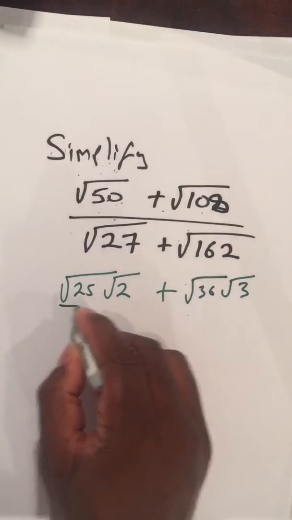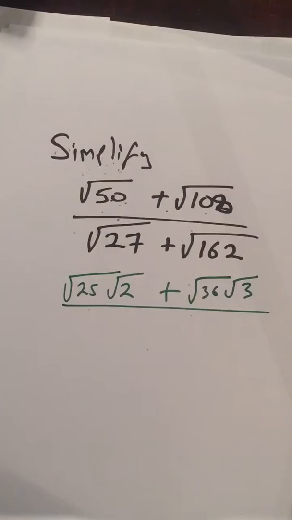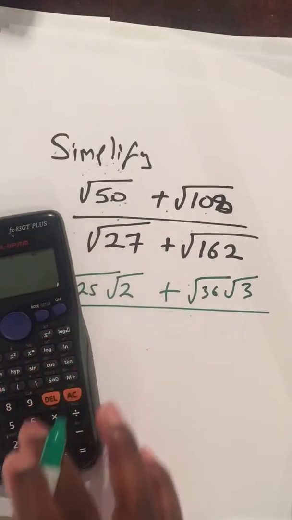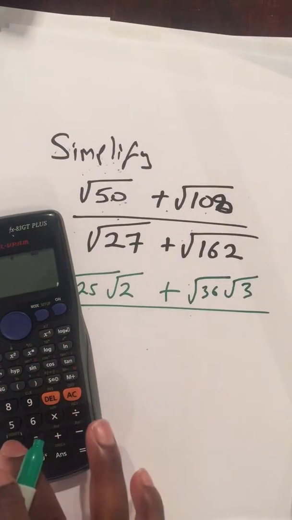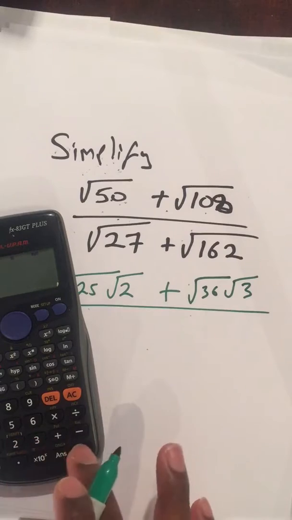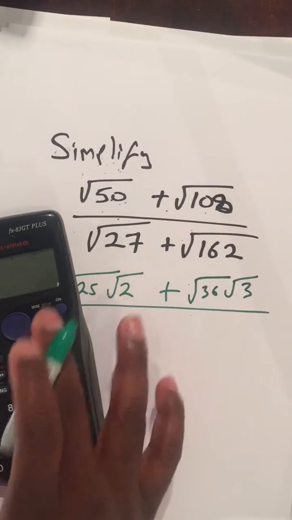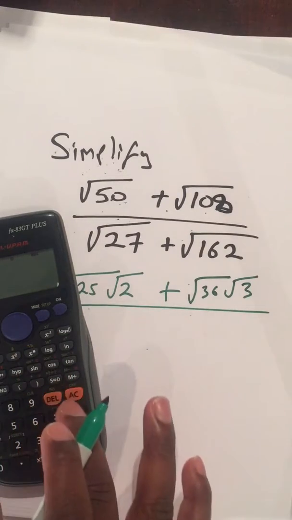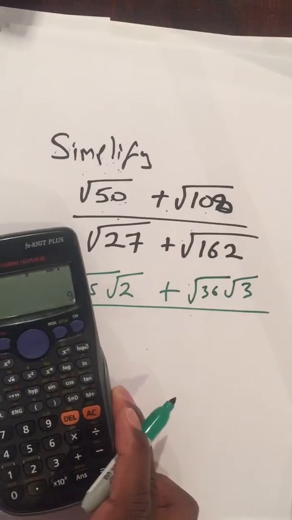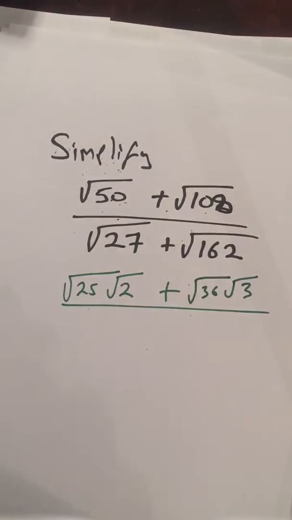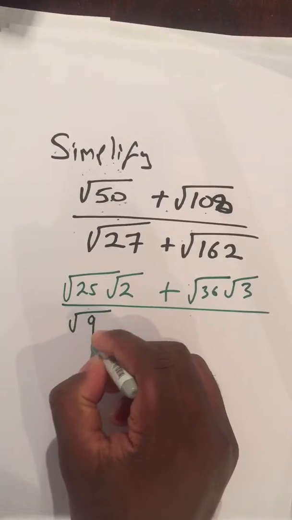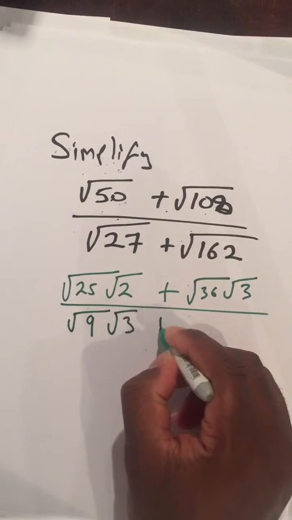And divided by root 27. Let's see what 27 goes down to. Divide 27 by 2, it doesn't give you a square number. Divide 27 by 3, and it gives you a square number, 9. So 27 goes down to root 9 root 3.